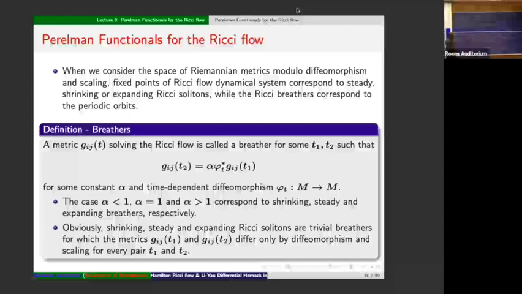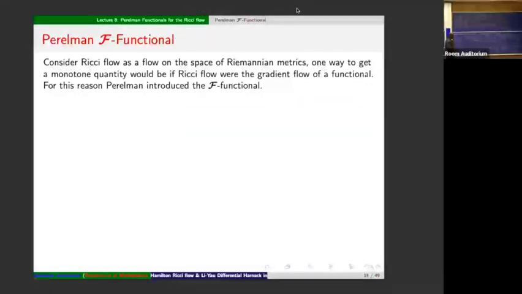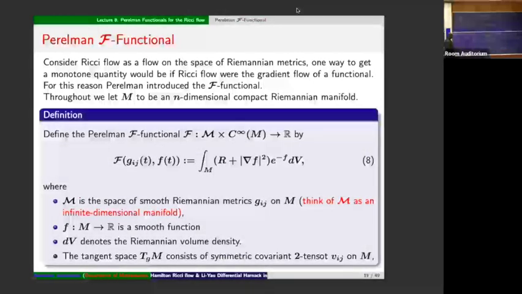So these are what you have. Anything other than shrinking, steady, expanding, you don't have any breathers in Ricci flow. That is what is called non-existence of non-trivial breathers for Ricci flow. The monotonicity of the functional that we want to talk about helps us to rule this out.